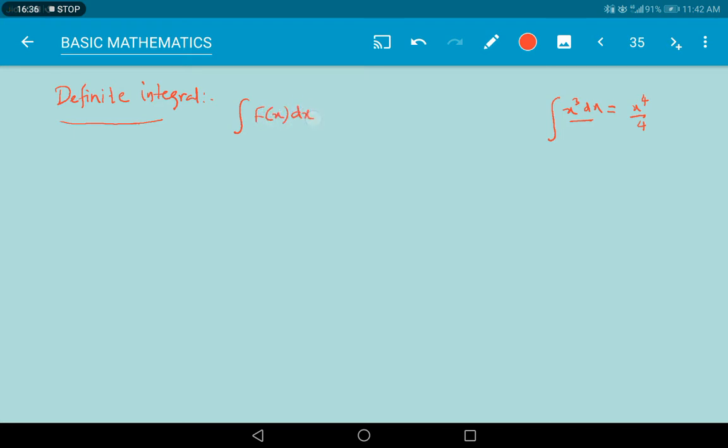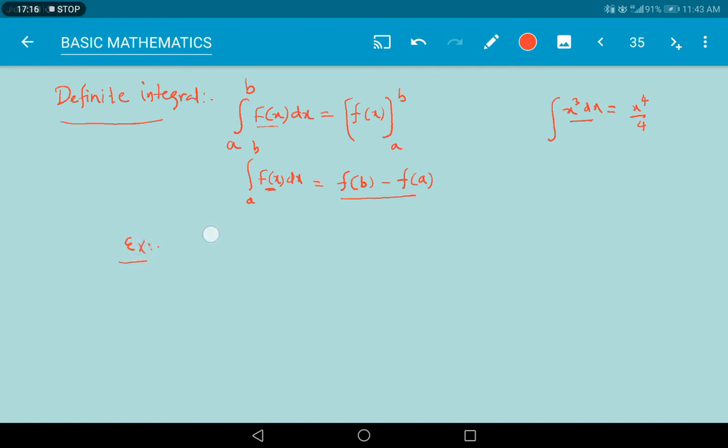So the integration of capital F of x dx, we can write here, the lower limit is given as a and the upper limit is given as b. So what is the derivative of this capital F of x? We know that it is small f of x. The limits are from a to b. Where x is there, we can substitute the limit. So F of b minus F of a. Sir, what is the meaning of this? So we are going to get the value of this integral within the limits.